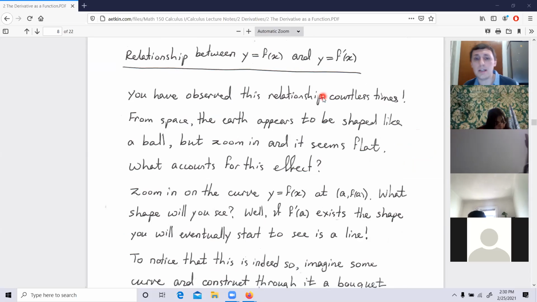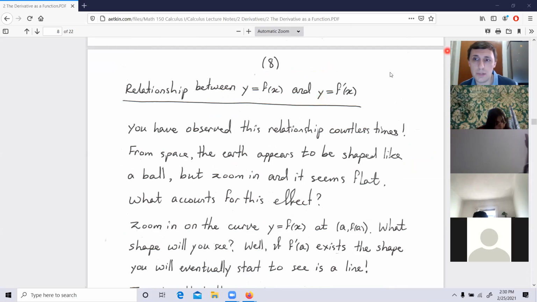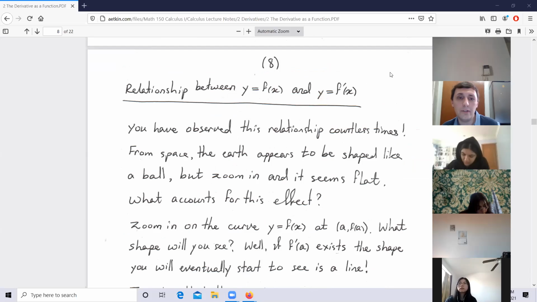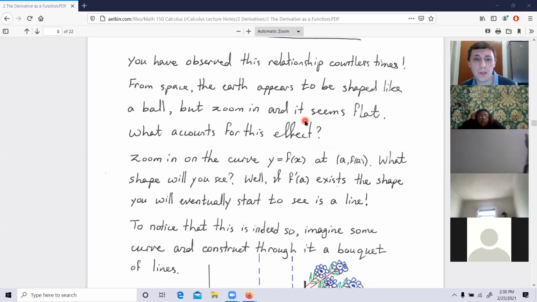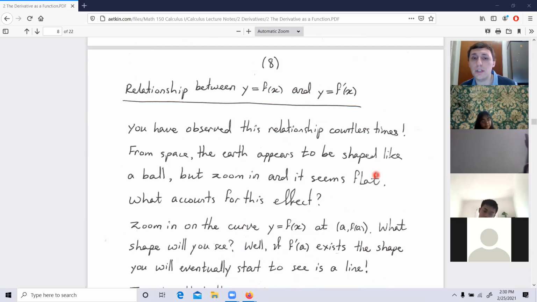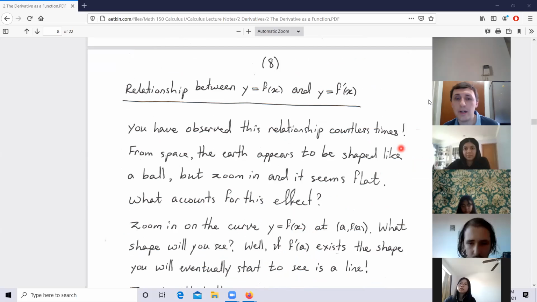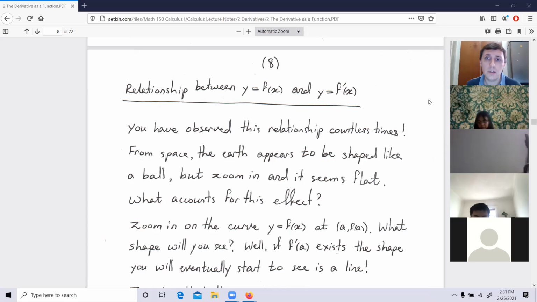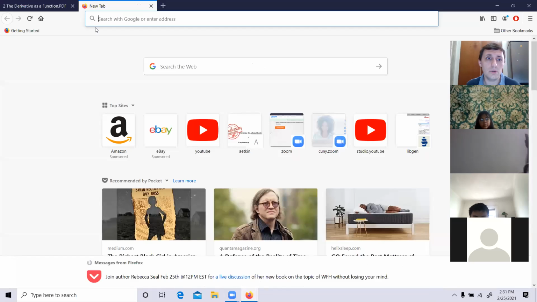All right, guys, now let's try to talk about this relationship between the derivative and the function. Imagine that you have a differentiable curve and you are zooming in at a point P. What will you begin to see when you zoom in on a function that looks like it would be differentiable? Maybe I should try to come up with some animation. Let's see if I can do that.